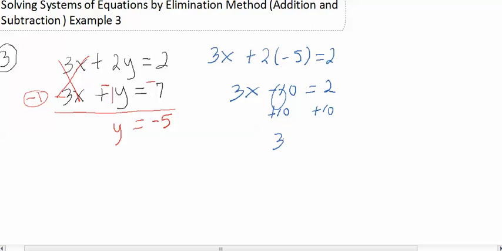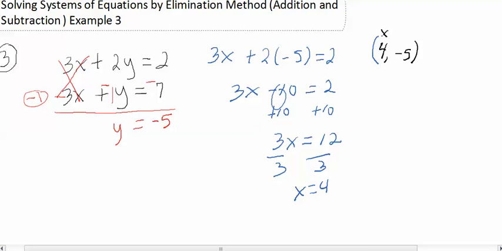I still have my 3x is equal to 12. Divide by 3, divide by 3. My x is equal to 4. So therefore, I found the answer to my system of equations. It is 4 is my x, and negative 5 is my y.